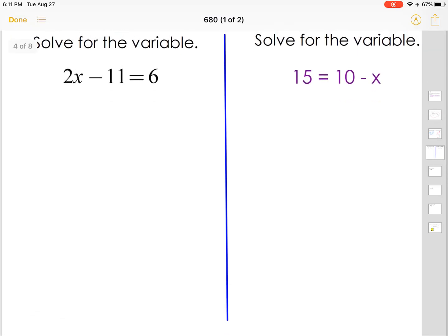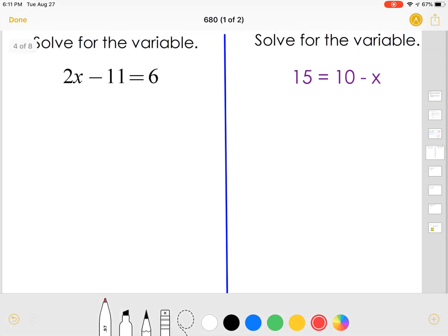So we have 2x minus 11 equals 6. Well, we have a couple different operations going on. We have multiplication and we have subtraction. So when you're looking at this, you should always do the inverse of addition and subtraction before you do the inverse of multiplication and division. It just makes the problem a little bit easier. So the inverse of subtracting 11 is adding 11. So we're going to add 11 to both sides.